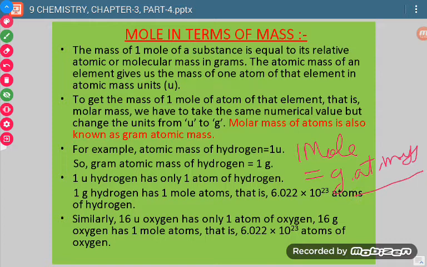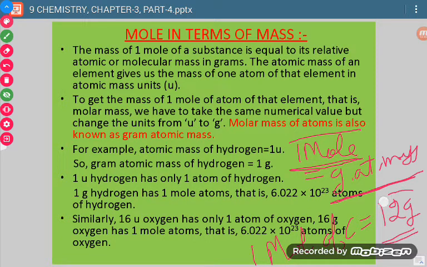If I have 1 mole of any atom, then the amount I have is whatever the gram atomic mass is. If I say I have 1 mole of carbon and I want to say how much carbon I have in grams, it will be equal to the gram atomic mass of carbon. It means 12 gram. So if I take 12 gram of carbon, I am taking 1 mole of carbon.